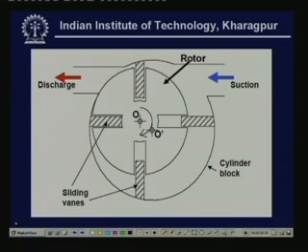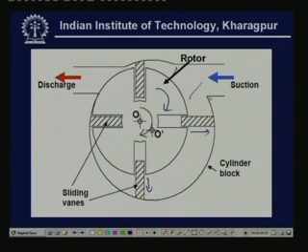Now, let me explain the working principle. There is an eccentricity between the axis of rotation and the cylinder block. So, when the rotor rotates like this, these vanes will be flung outwards because of the centrifugal action. As a result, these vanes will be pressing against the cylinder block.